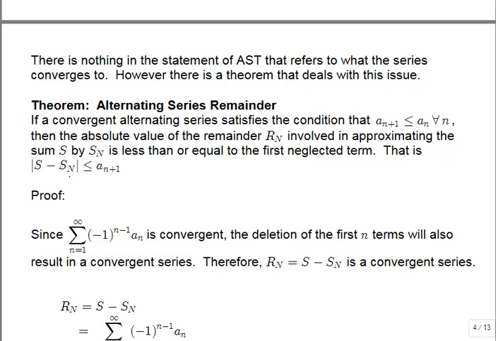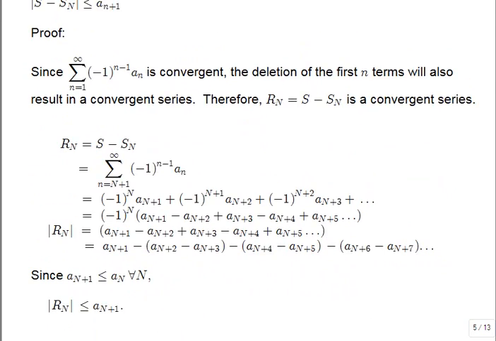So if we look at the nth partial sum as an approximation to our sum, then the n plus 1 term will give us sort of an error bound on how accurate our approximation is to the true sum. So let's look at a proof of this. It's already typed up here. Suppose that we have the sum from 1 to infinity of negative 1 to the n minus 1 times a sub n, and we know that this is a convergent sum. Then if we delete the first n terms, it will still be convergent. We're allowed to disregard a finite number of terms at the beginning, and the series will still be convergent.